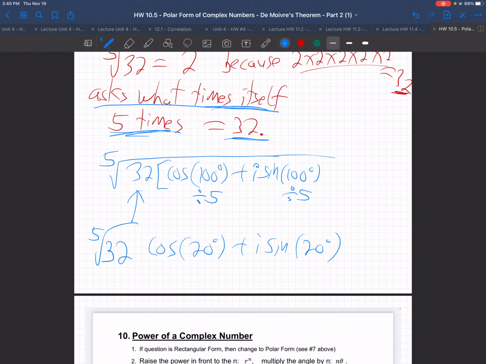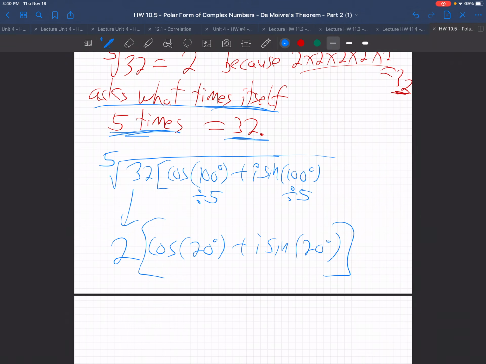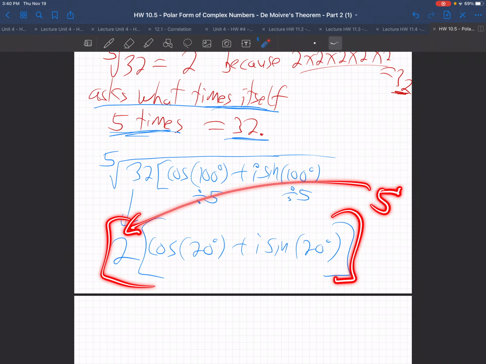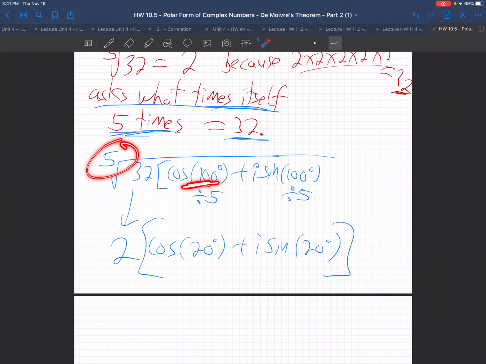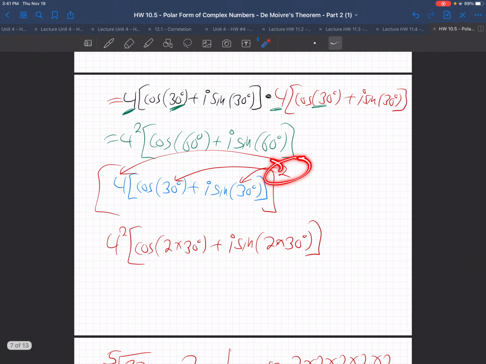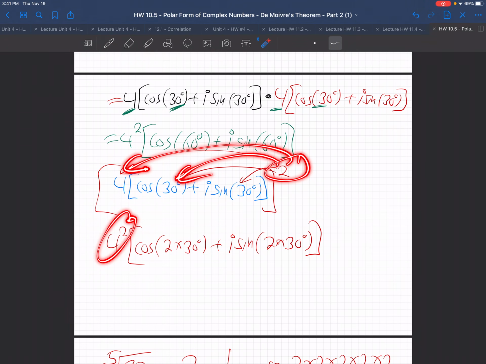Because if you were to take this whole thing to the 5th power, it would 5th power that, go back to 32, and it would multiply the angle by 5, wouldn't it? Didn't we just see that in the multiply rule? So it'd go right back to 100. So rooting is the opposite of powers. If you power something, it powers the number in the front and multiplies the angles.